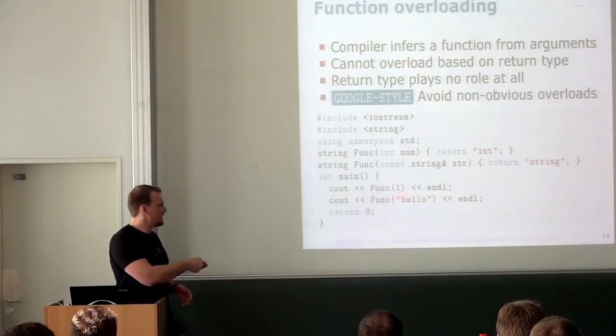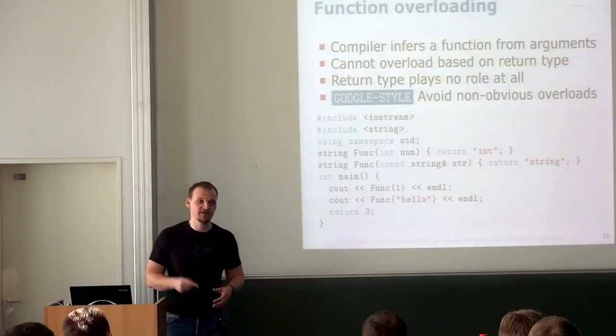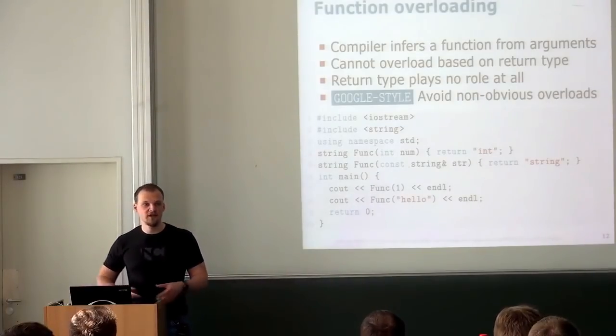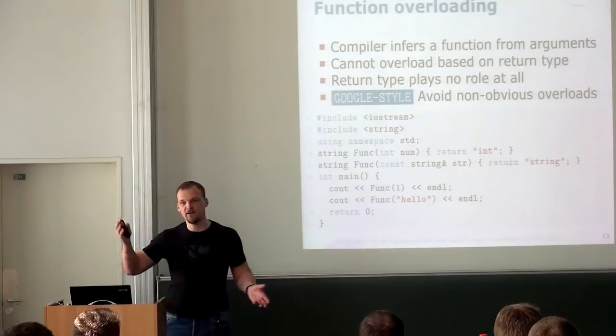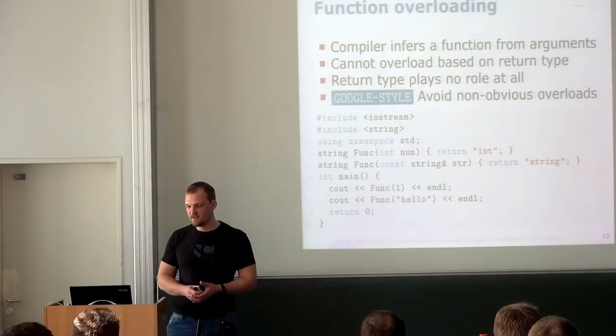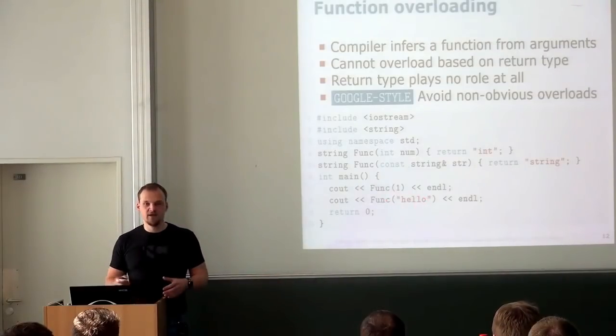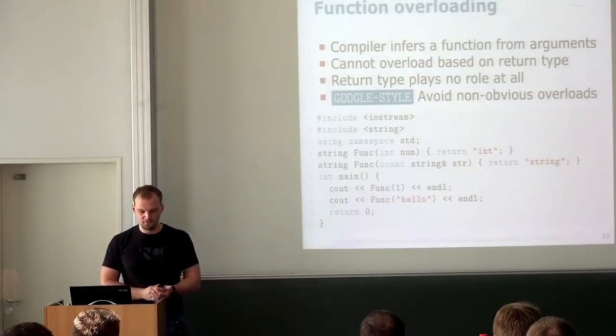So at this point, if I pass 1, it knows, okay, this is an integer. Do I have a function called func that takes an integer? It looks through the functions that it has, and okay, there is a function that takes an integer, so I will just use that one. And if you pass this thing, then it will use the other one.